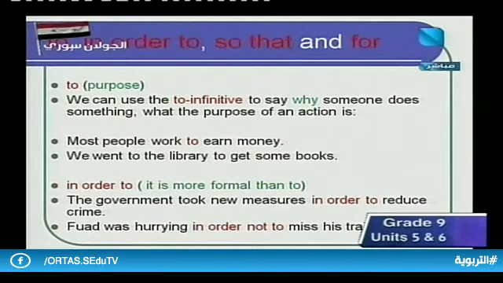Okay, the last one. Fuad was hurrying in order not to miss his train. Here we have the negative form of in order to. So this is the negative form of in order to, in order not to. Okay. We have the last one, which is so that.